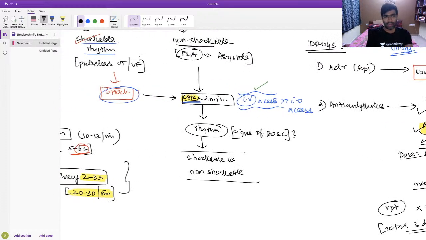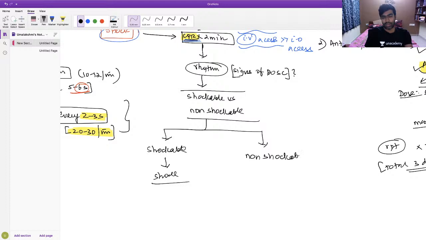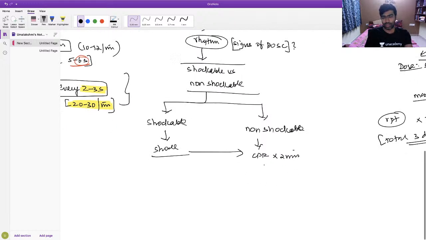So that's it. The same thing you're going to repeat again and again. If it's shockable, shock it, do CPR for 2 minutes, and then check the rhythm to see whether it is shockable or non-shockable. If you feel it's a shockable rhythm, the next step will be to deliver a shock again. If it's a non-shockable rhythm, you're going to resume CPR for 2 minutes. And after delivering a shock, once again you resume CPR for 2 minutes.